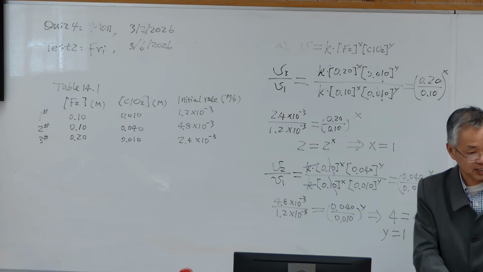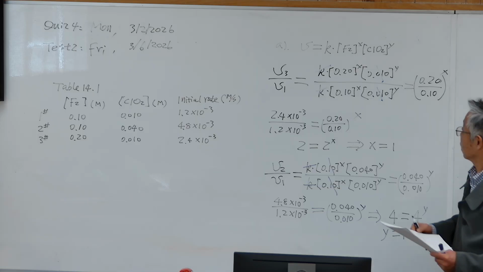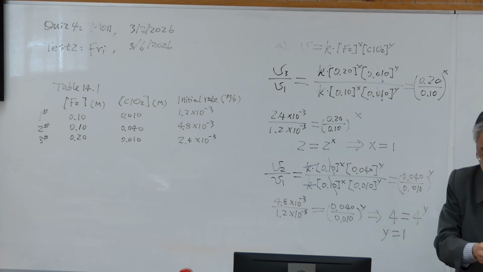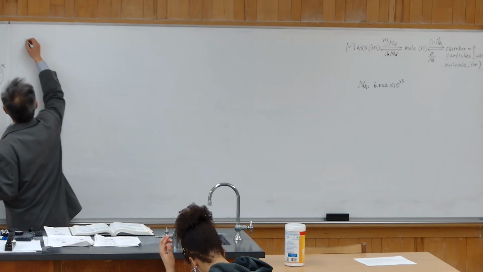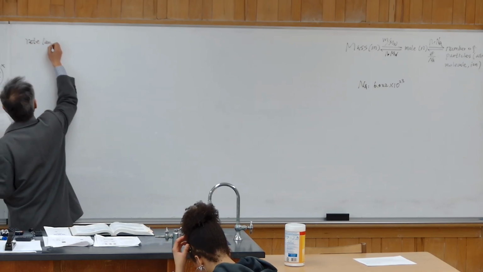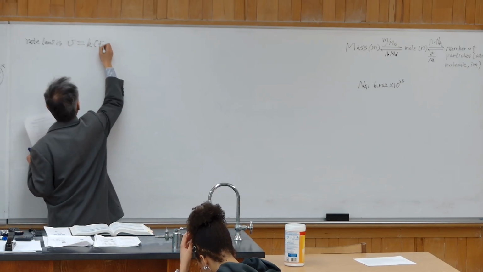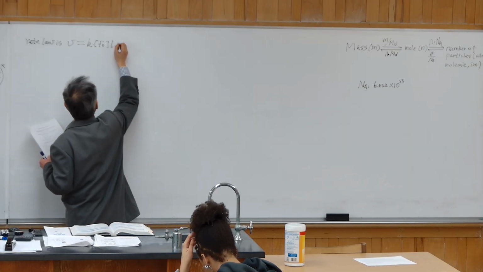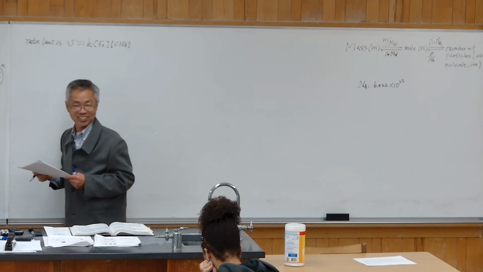Okay. Are you okay? So this is the first step: deduce the rate law. We figure out x and y, then times k is the rate law. So the rate law is V equals k times F2 raised to x's power, which is 1, and ClO2 raised to y's power, also 1. So this is the rate law.